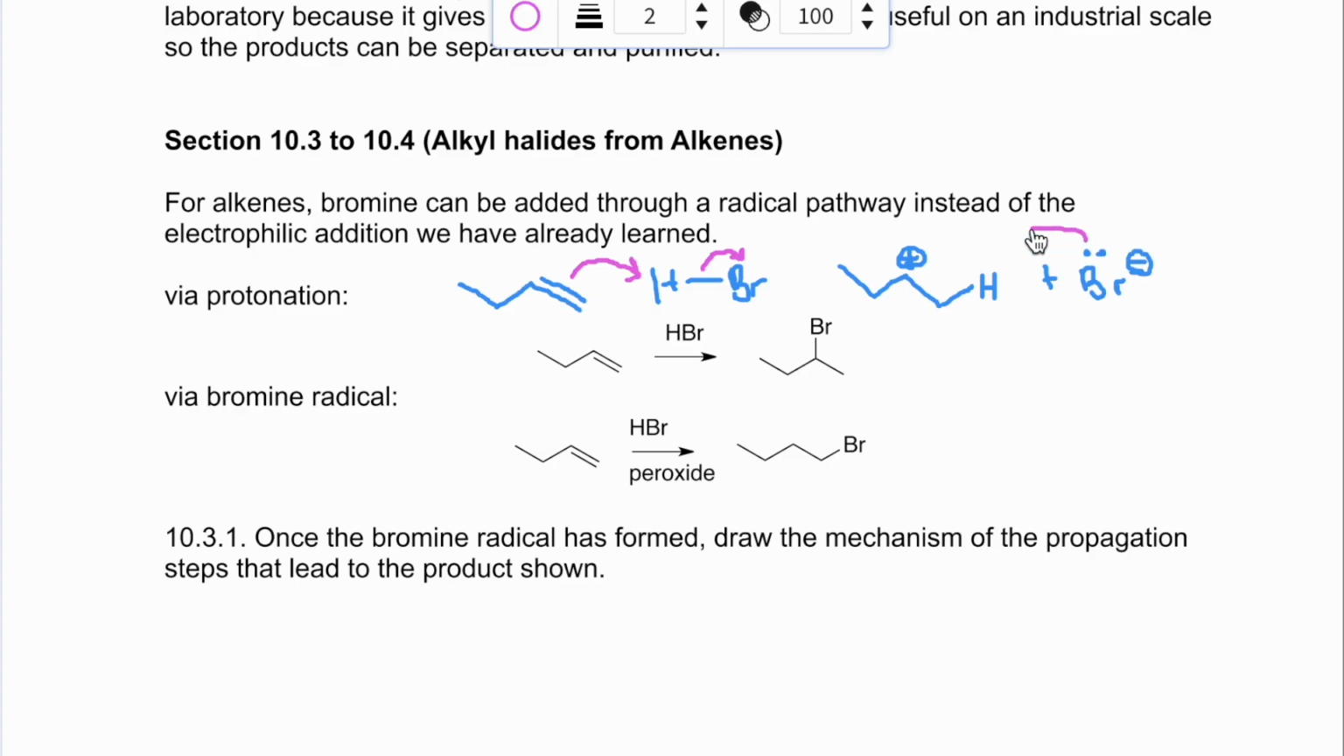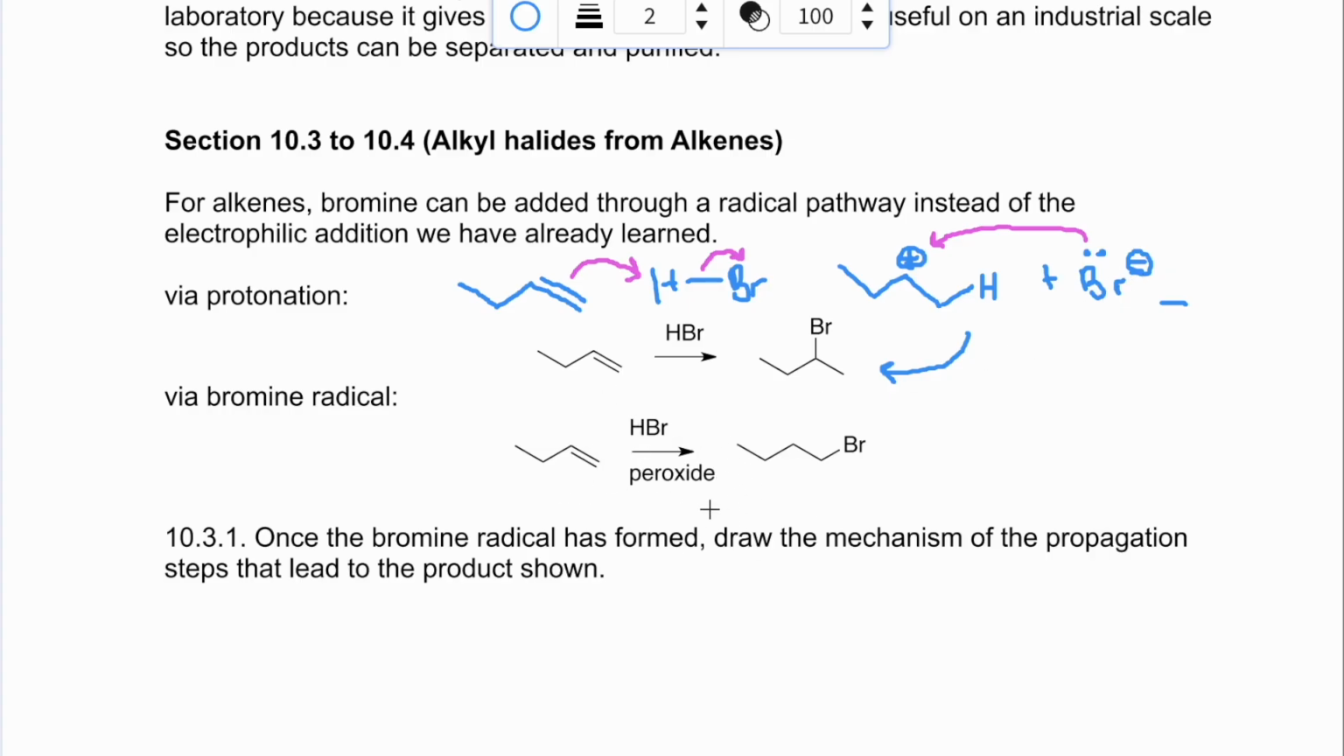One of the lone pairs on the bromine atom can go and attach itself to the carbon that is electron poor, which only has 6 electrons, not a full octet. I'll just draw the arrow over here. So this is the product that forms from that, the secondary alkyl halide.